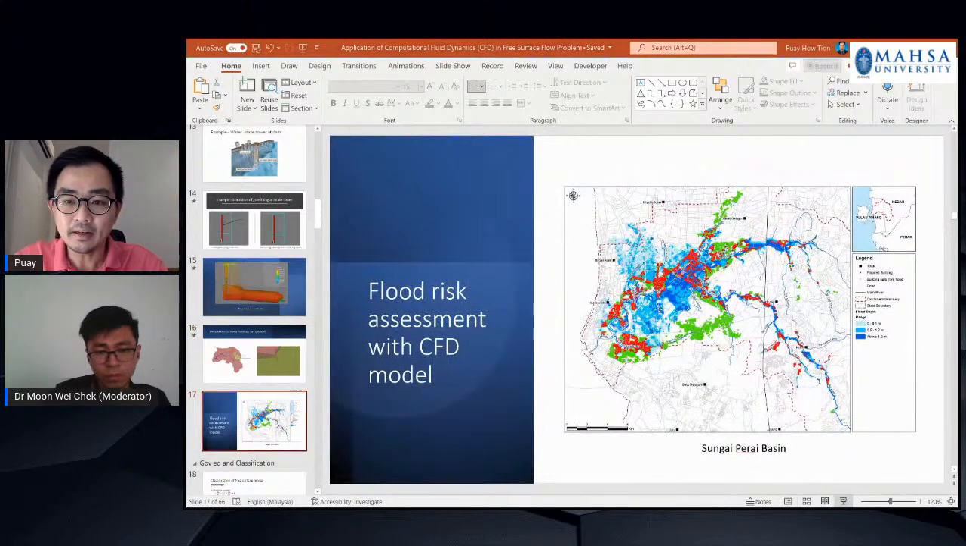So finally, by using that model, we can come out with what we call a flood hazard map. Yeah, this is a flood risk map for Sungai Perai in Penang near Butterworth. Perai has a lot of industrial activity and is also highly populated at the downstream. So it is important to know the risk of flooding along Sungai Perai here. We came up with this hazard map by using the ICM model.